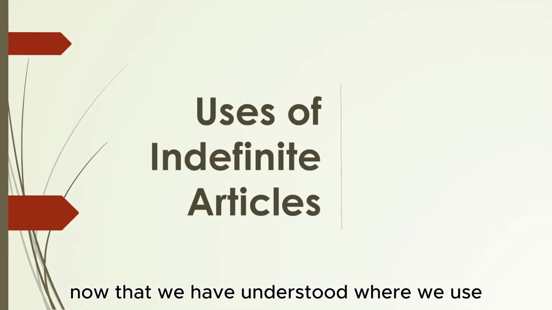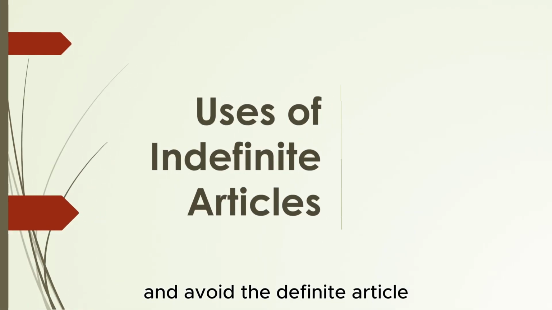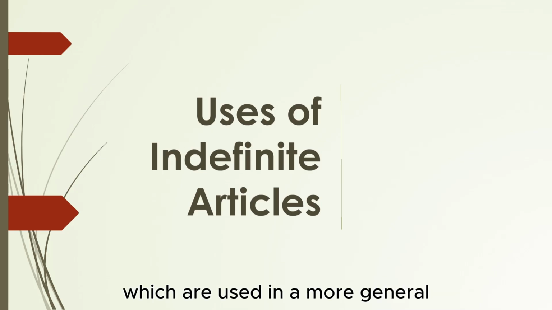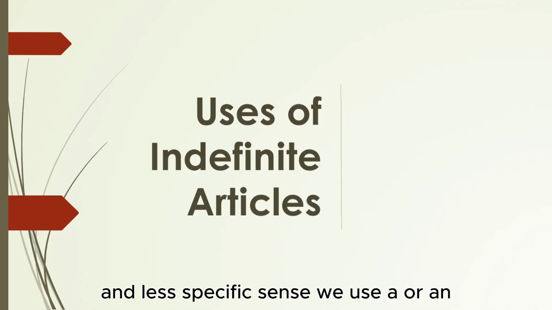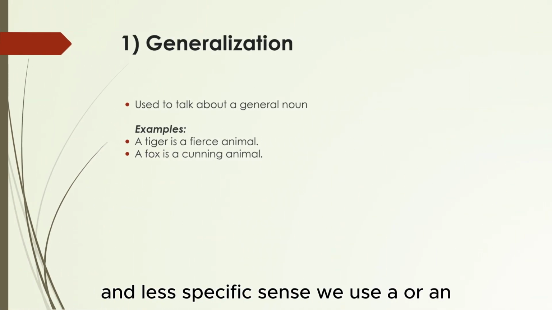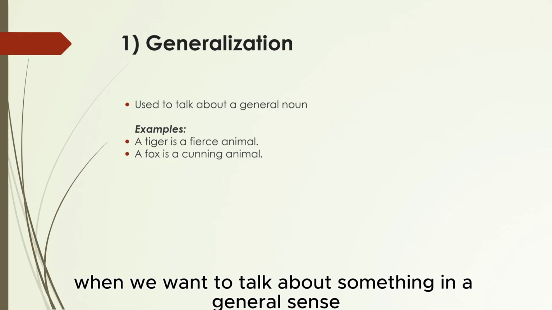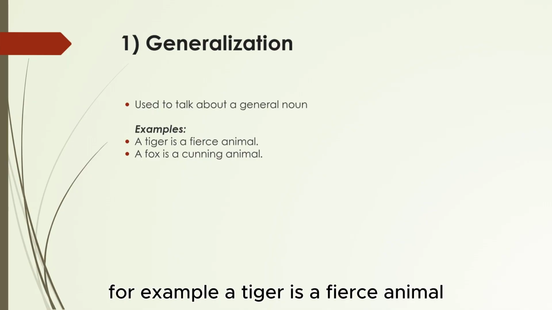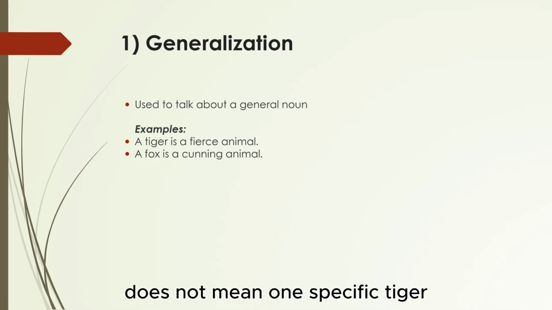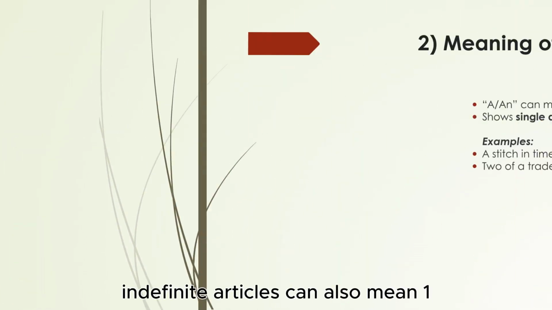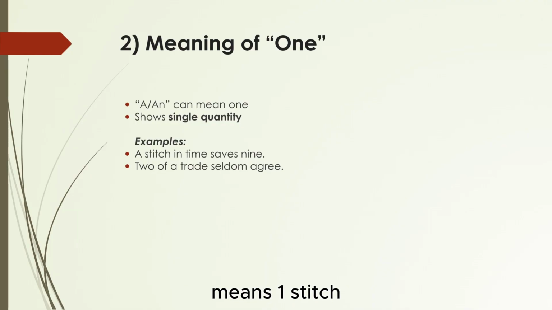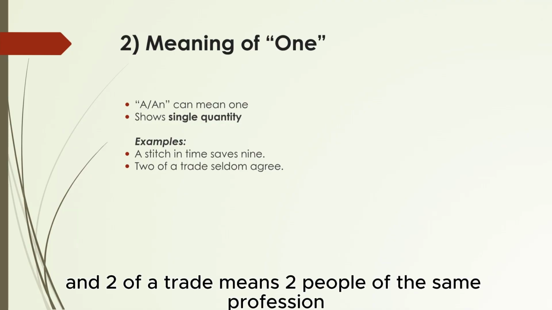Now that we have understood where we use and avoid the definite article, let's move on to indefinite articles, which are used in a more general and less specific sense. We use a or an when we want to talk about something in a general sense. For example, a tiger is a fierce animal. Does not mean one specific tiger. Indefinite articles can also mean one. For example, a stitch means one stitch, and two of a trade means two people of the same profession.